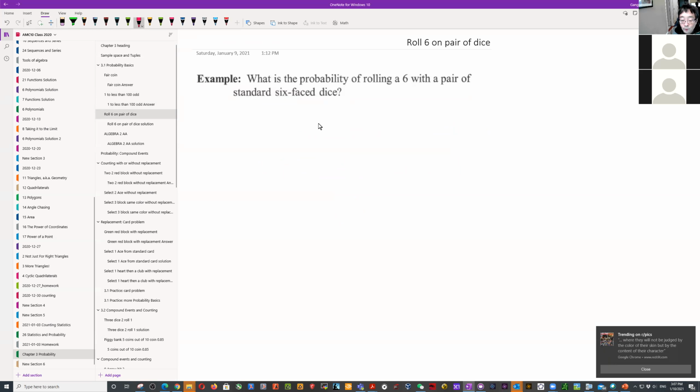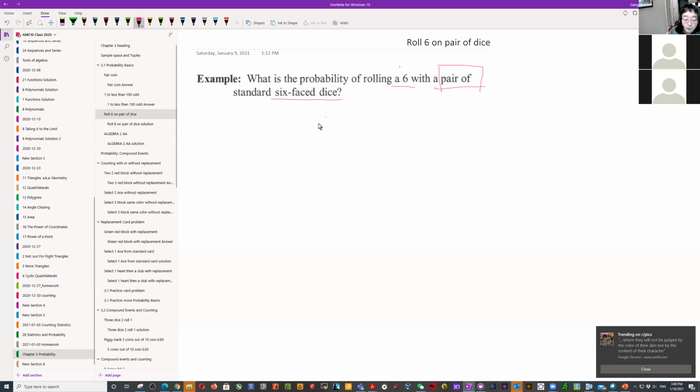Then what is the probability of rolling a 6 with a pair of six-faced dice? This one, we begin to deal with more counting. We have a pair of dice, a pair. So the sample space is made of couples. We have to understand that.